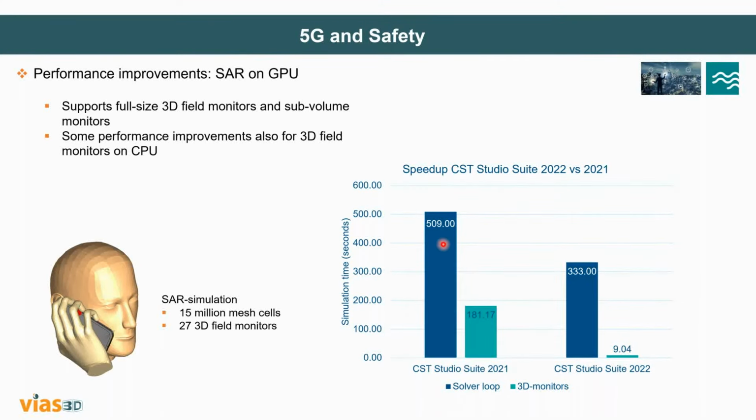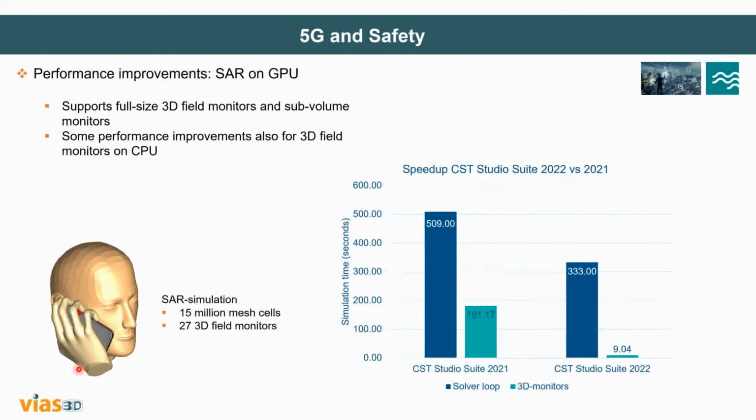We have tremendous improvement in time taken to complete the simulation and analyze all the 3D monitors of SAR you want. So the solver loop time, which was 509 seconds, has reduced to almost half, 333 seconds, and the post-processing of all the far field results has reduced very significantly. Right now, with 27 3D field monitors, we see only 9 seconds compared to 180 seconds before.